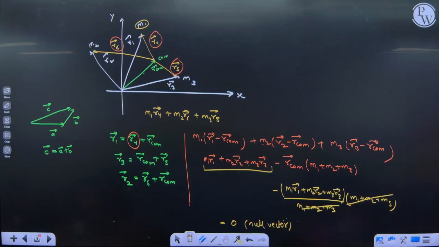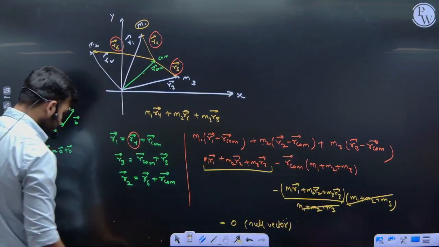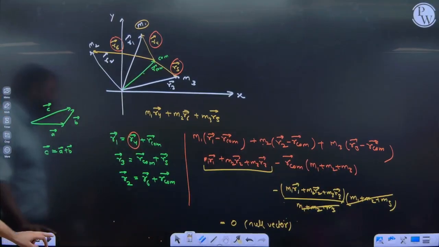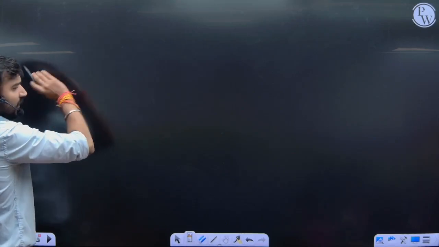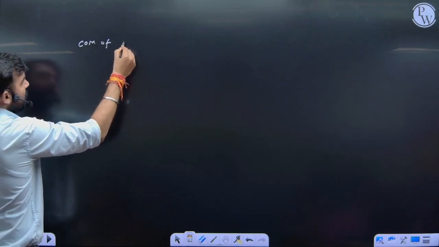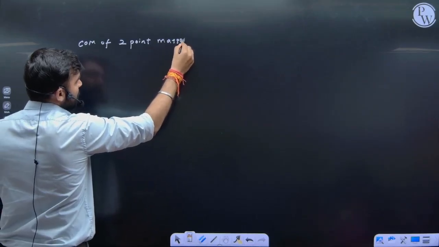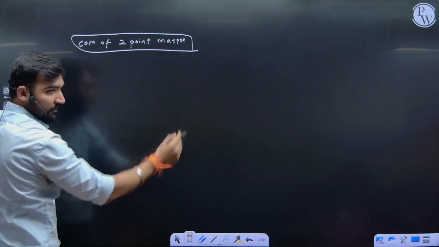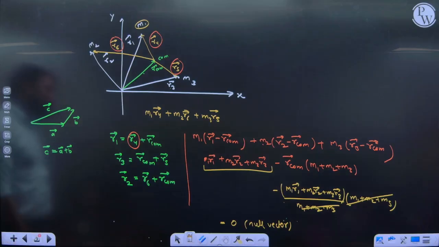Done. Correct. So can you solve any question of this type? They will give you masses and their positions. Correct or not? You can solve it. Now see. General thing we have done. Now we are seeing the center of mass of 2 point masses. You haven't written? Write it first.